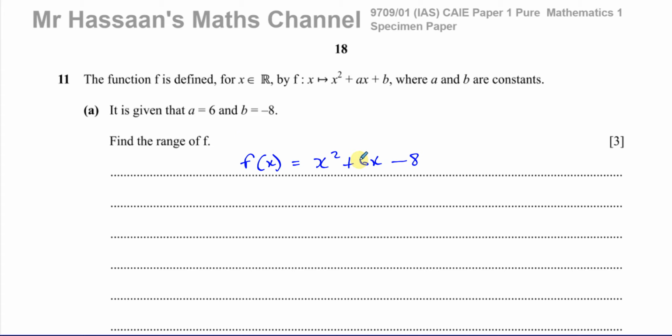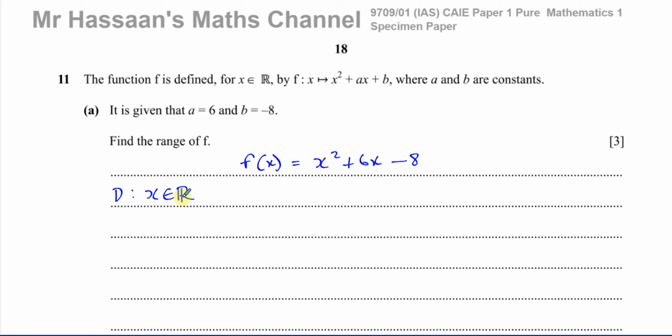Now it's asking us to find the range of the function f. The range of a function is basically all the possible output values it can have, and the domain are all the possible input values that we can have. In this particular question, the domain is defined as x is an element of all real numbers, and there's no restriction placed on the domain. This function can take any value of x. As long as x is a real number, you will always get a real output from this function.